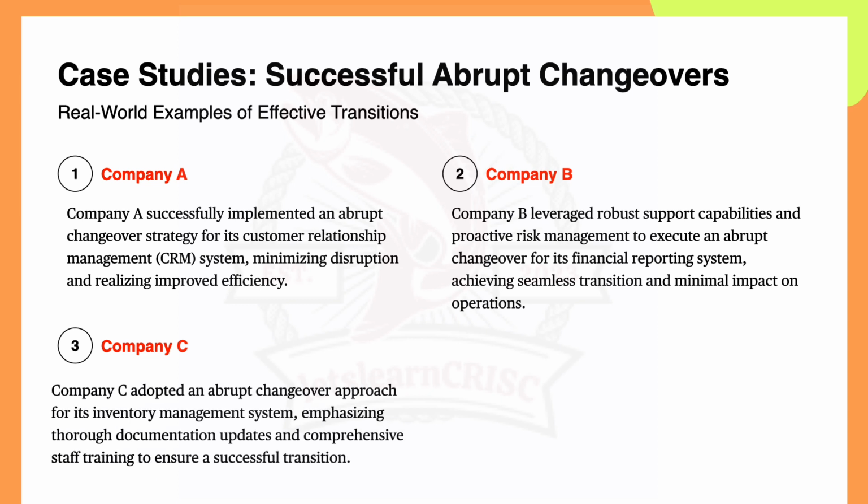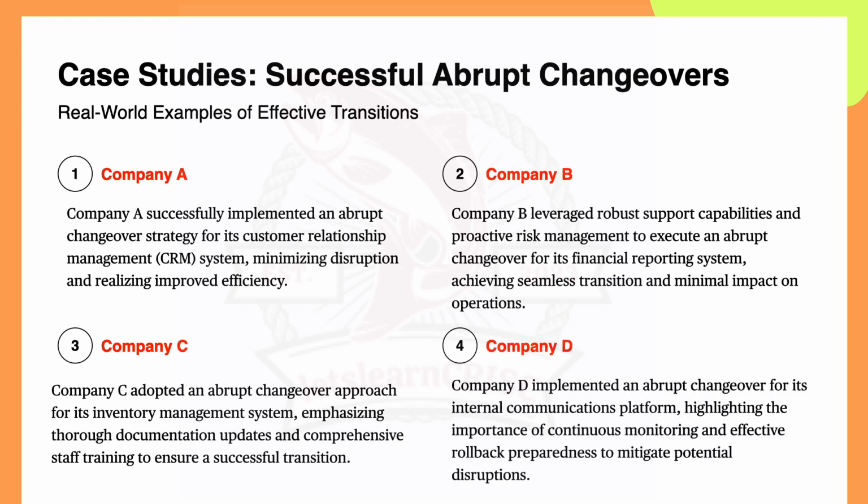Similarly, about company C, that is the inventory management system. Friends, company C adopted an abrupt changeover for its inventory management system, emphasizing documentation updates and comprehensive staff training that ensured a successful transition, right? Such as upgrading inventory tracking software, thorough documentation and staff training made the abrupt changeover smooth, preventing disruption in managing stock, right? Similarly, about the last, that is company D.